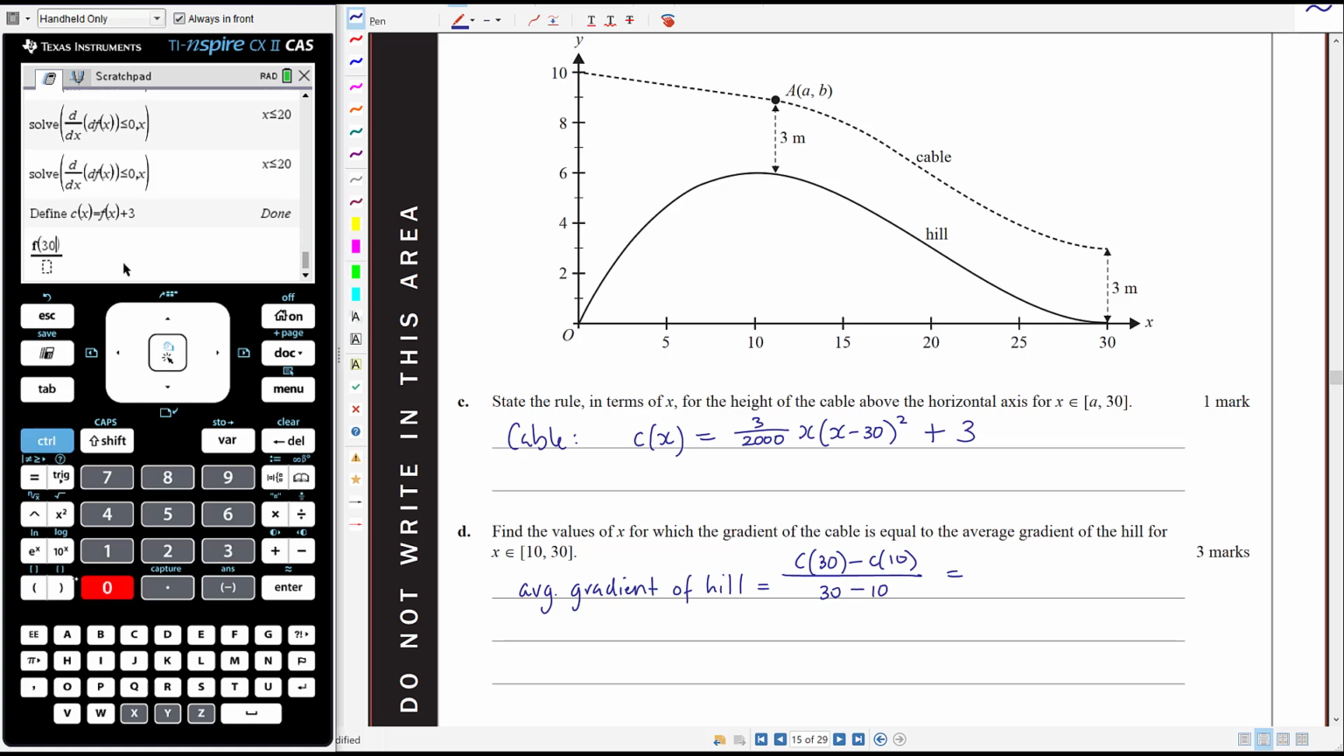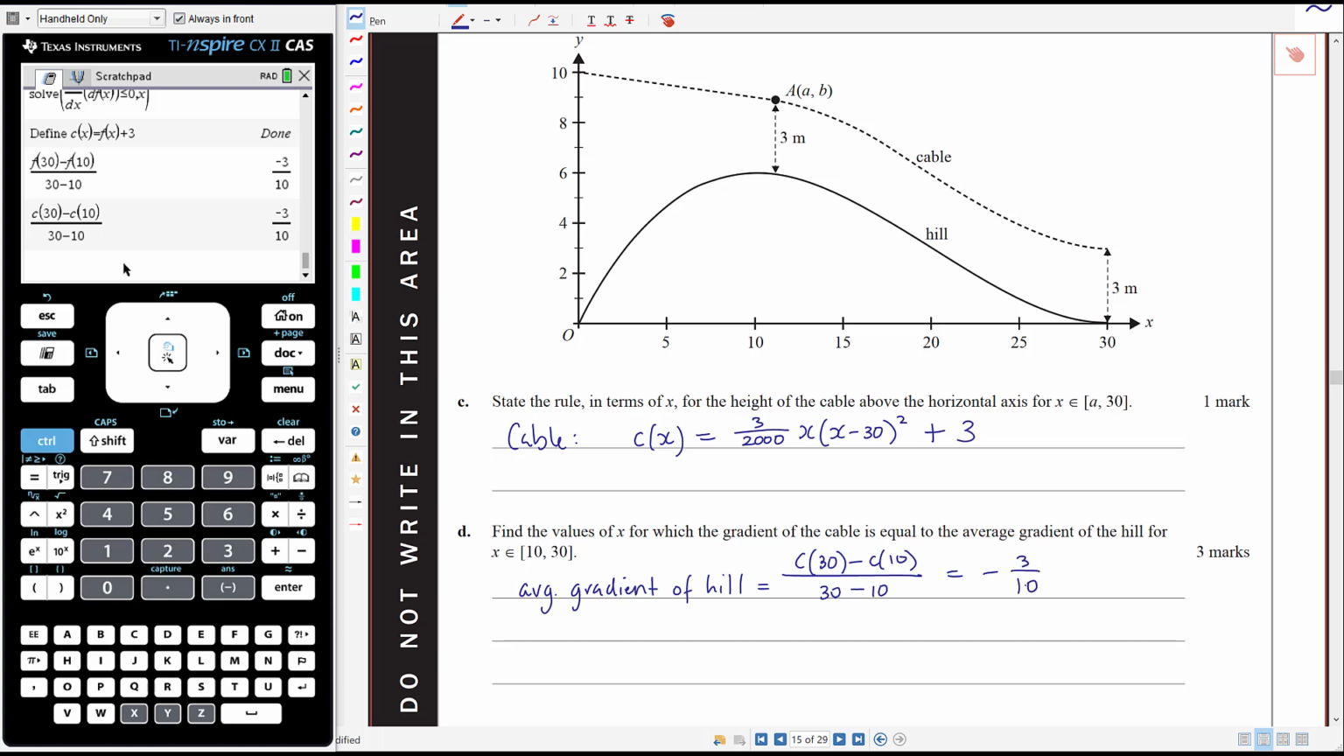I'll confirm that for you. So if I use f of 30 minus f at 10 over 30 minus 10, we get an average gradient of negative 3/10. If I did that with C instead of f, just to be clear, because the only difference between C and f is a translation up, the gradient is still the same, it's still going to be negative 3 on 10. Okay, so we're going to need that.